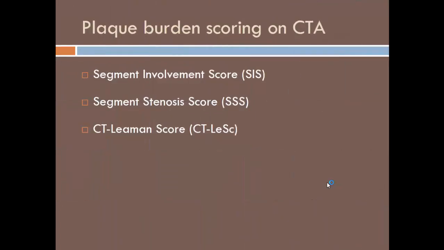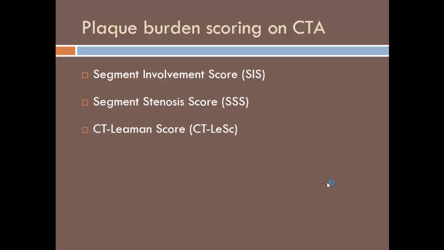So then the question comes, we know there's a very simple technique called calcium score, which allows us to very crudely quantify the plaque burden in the coronary arteries. But some people have tried to quantify the plaque burden on CT angiography as well. And there are three methods to do it. The first method is called segment involvement score, second is segment stenosis score, and third is CT Leaman score.